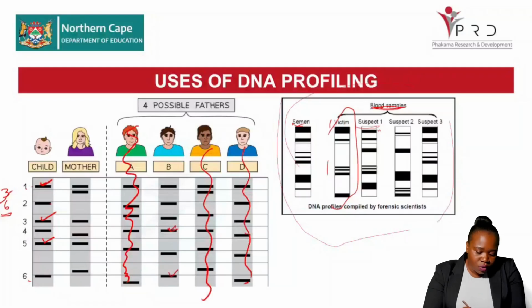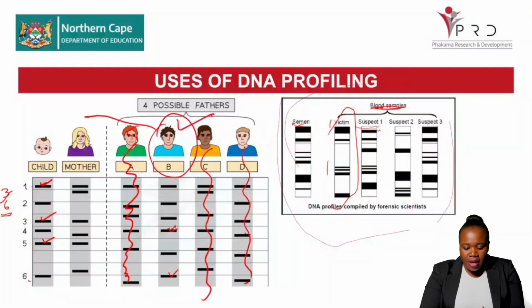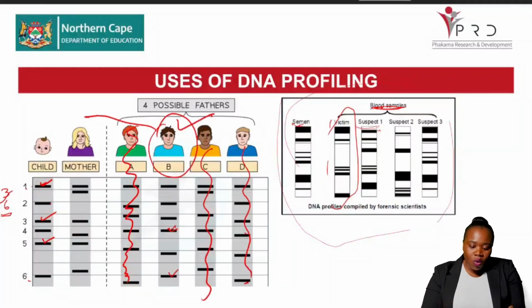So we can conclude that the father of this child is individual number B. Now, with this one, because it's not 50-50, we do not expect 50% to be coming from somewhere and 50% to be coming from somewhere. We can match and see which of these bands on the semen mostly match with the bands of the suspect. And then from there, we can say, okay, suspect number 1 is definitely the one who committed the crime, or we can say none of them have actually committed the crime.